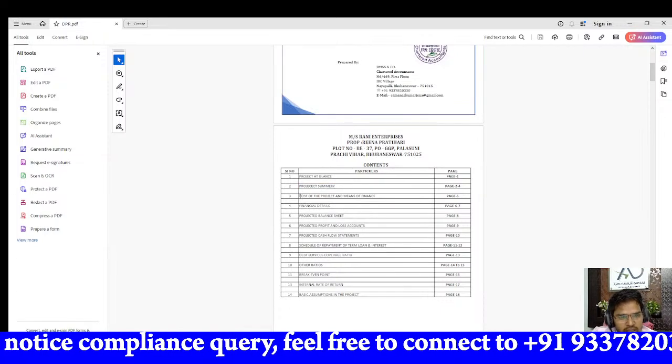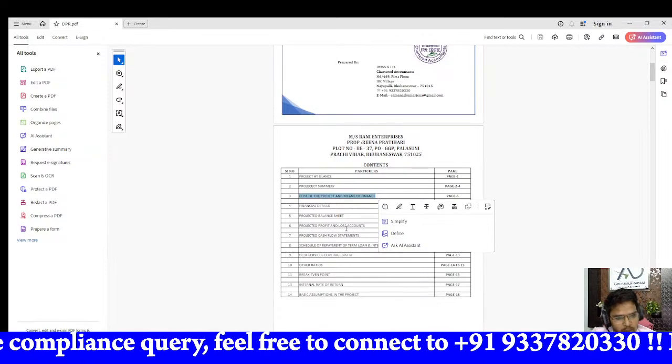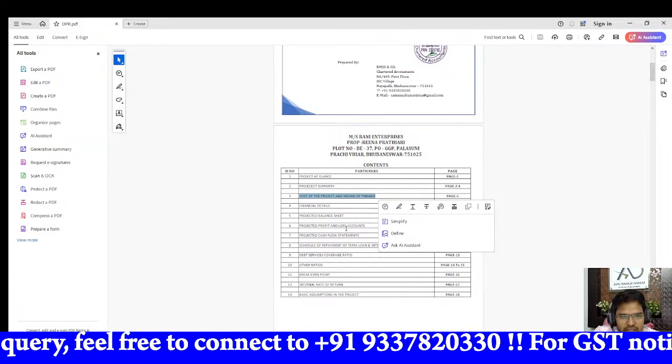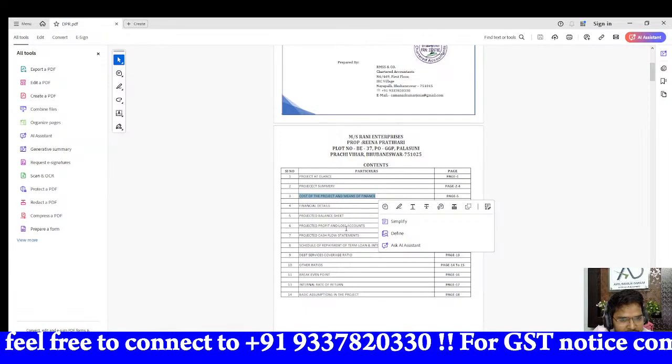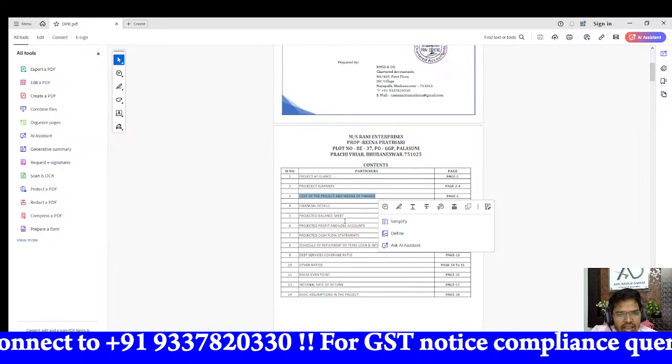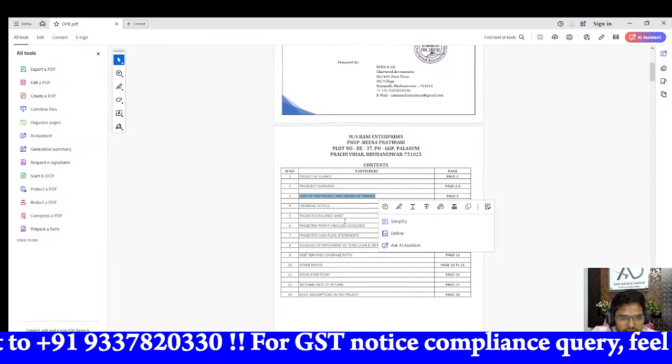The third point is the cost of the project and the means of finance. This is the most important thing. What will be the cost of the project? That means what will be your capital cost, then what will be your working capital cost. And then is the means of finance. The means of finance means the sources of finance.